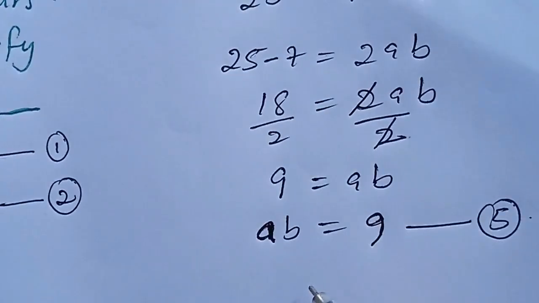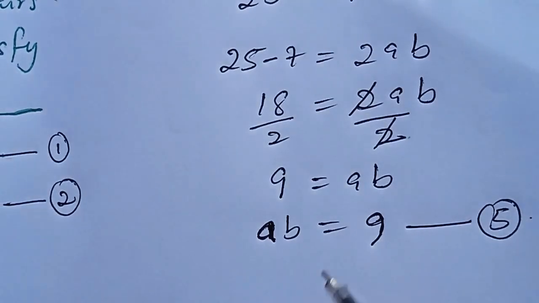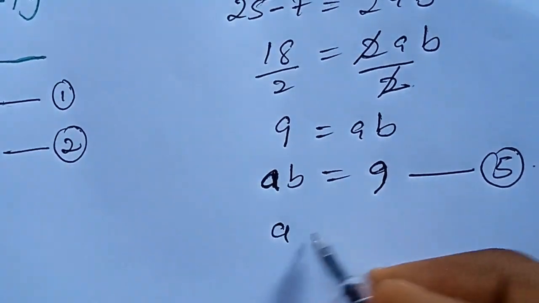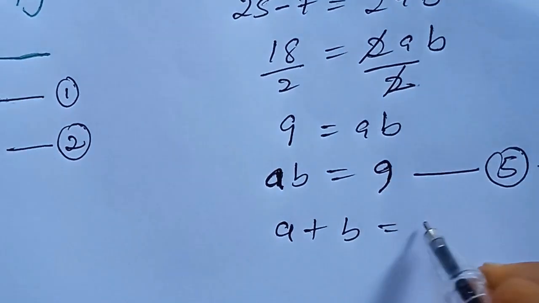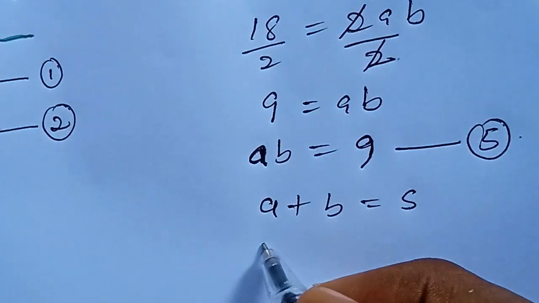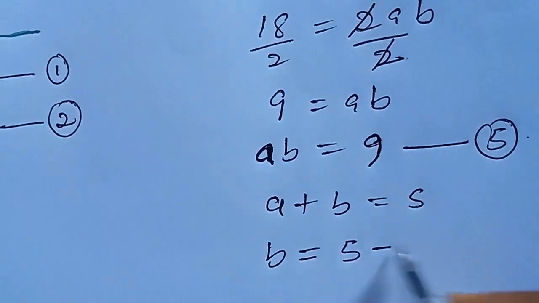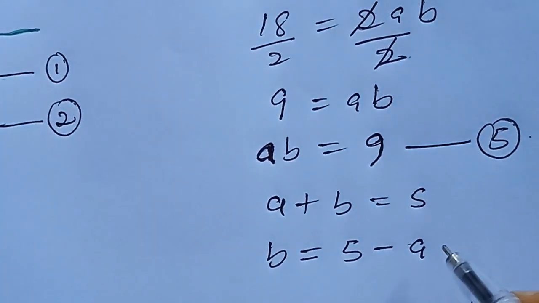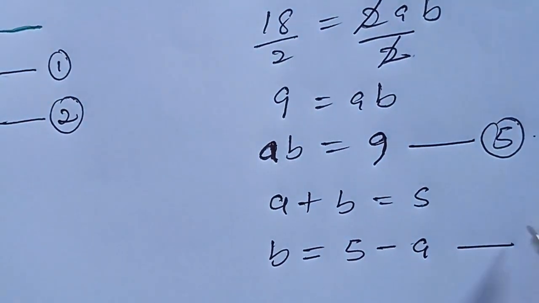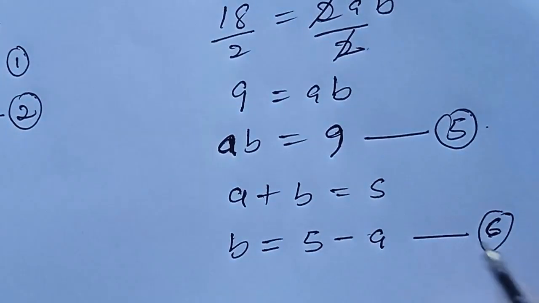From here, we derive an expression for b, taken from equation 4. From equation 4, we have that a plus b equal to 5, such that our b will now become 5 minus a. This will be the expression for b, and we can call this equation 6.